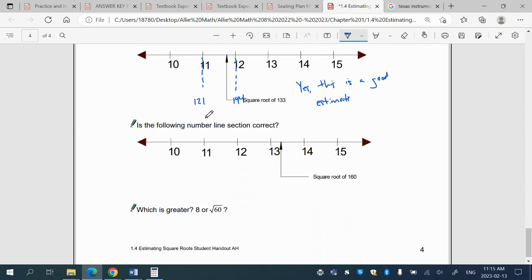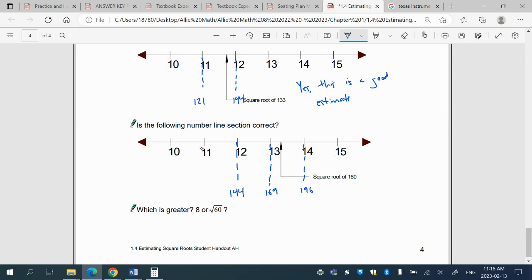What about this one? Is the following number line section correct? So the square root of 160. Okay, so we know that 12 is the same as the square root of 144. We know that 13 squared is 169, or the square root of 169 is 13. 14 squared is 196.